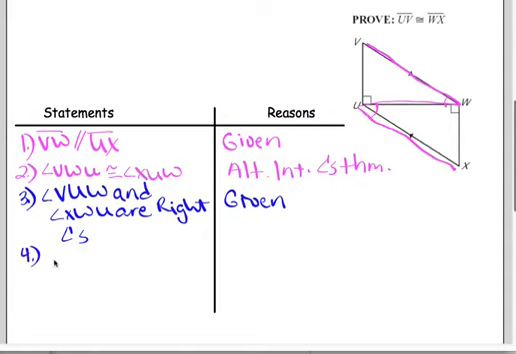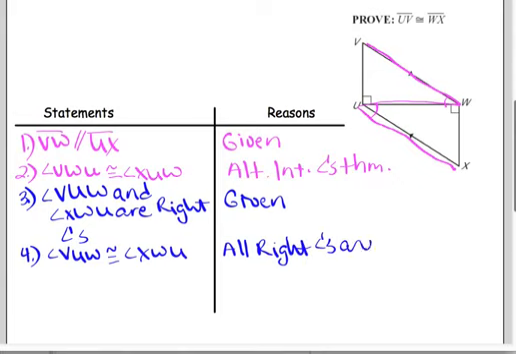So my fourth statement here is that these angles are congruent. And I know that for you, you're like, that's so obvious, but you need to write it into the proof. And the reason is that all right angles are congruent. They just always are. So we have to say that in the proof. We have to make everything in the proof really, really obvious.